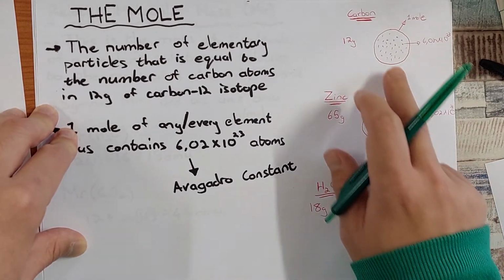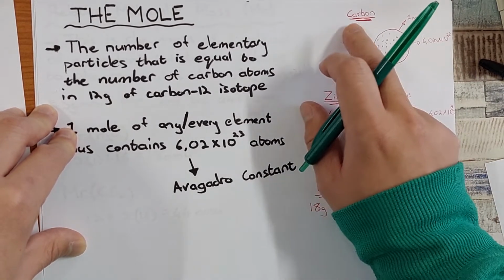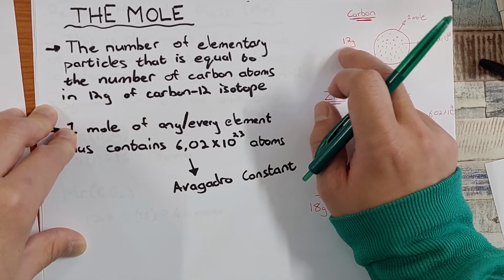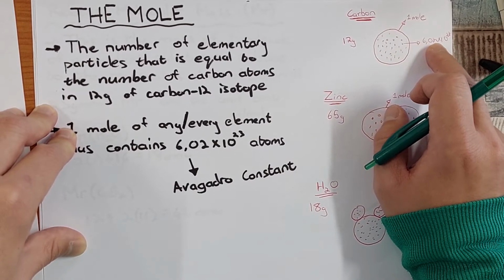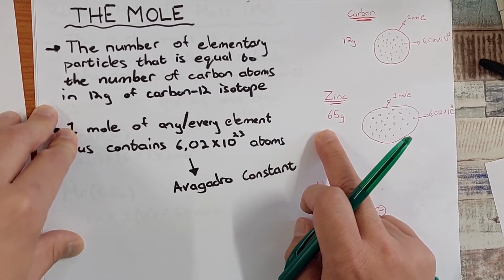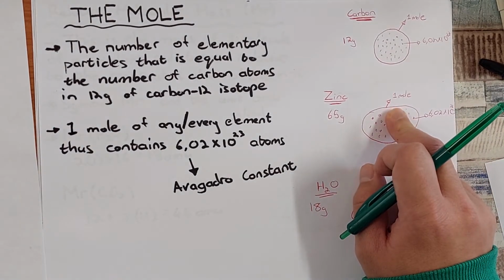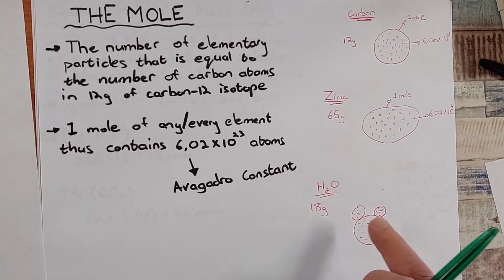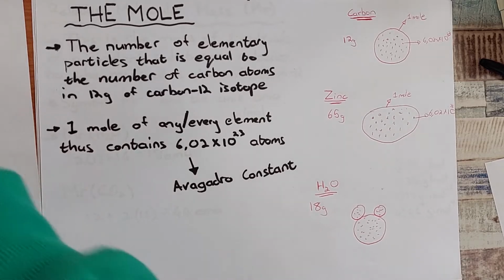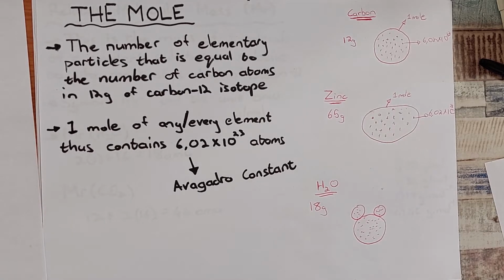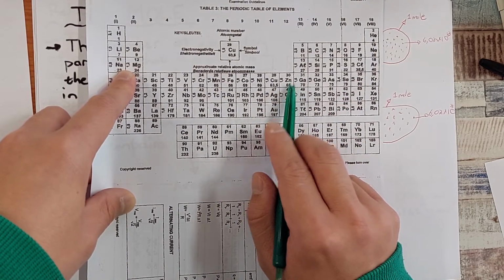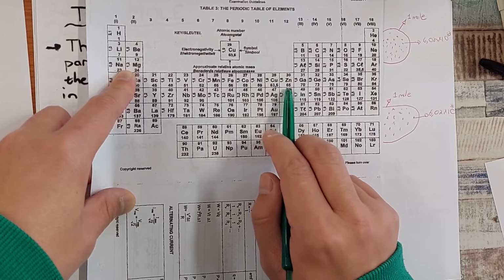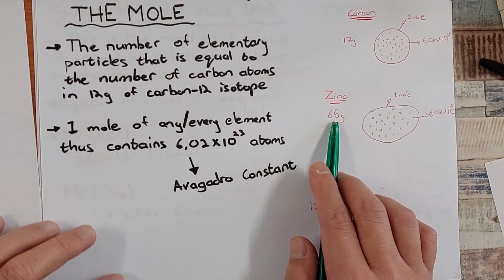So let's look at this over here. I've got carbon, carbon-12, 12 grams of it. If I have 12 grams of carbon, it means I have 1 mole, which is still going to give me Avogadro's constant. If I have 65 grams of zinc, I have once again 1 mole, right? And where are you going to find the 65? The 65 will always be found on your periodic table. Here is my zinc, element 30, 65 grams.